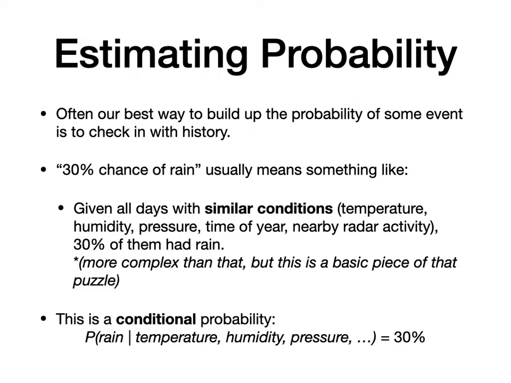There is more that goes into it. I'm not trying to throw shade here at meteorology. In fact, this is an impressive feat. But the way you think about this is a conditional probability. You might write it like this. We'll cover this again in a minute. So the probability of rain, given the temperature, humidity, pressure, and so on, mathematically equals 30%. That's essentially what they're running to make these predictions.